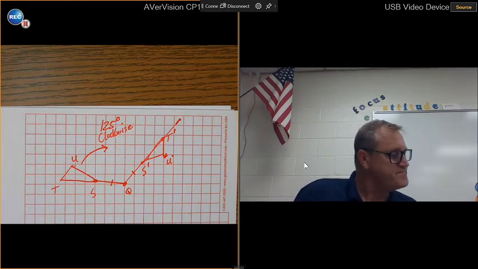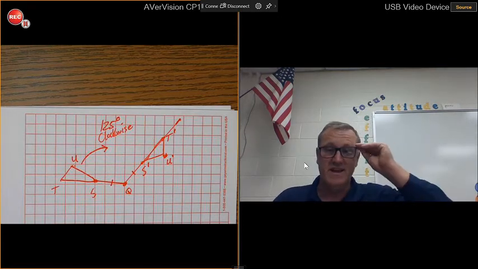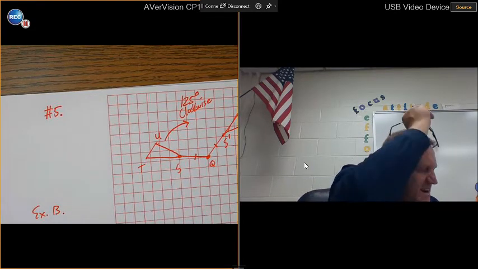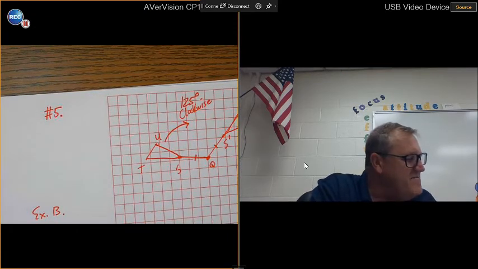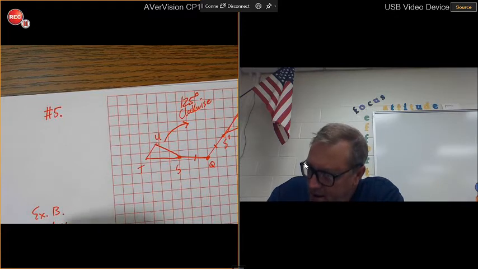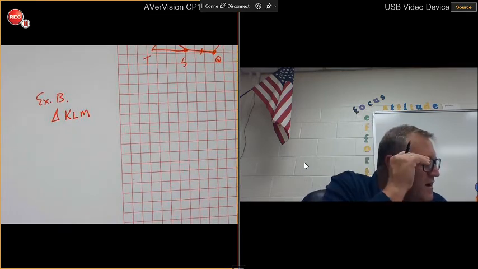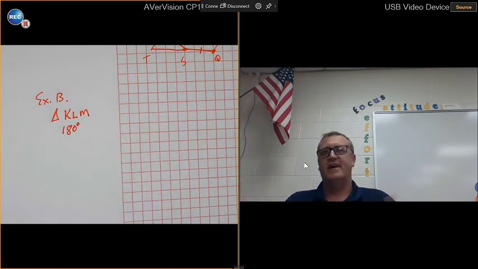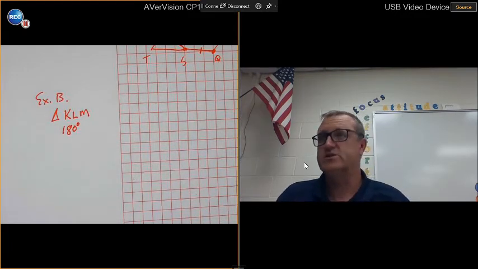Okay, let's move on. Look at example B at the top of the next page. I honestly think the one we're getting ready to talk about is even easier. Example B, top of page 91. We have triangle KLM, and we are rotating it 180 degrees. If it's 180 degrees, it doesn't matter if it's clockwise or counterclockwise, because that's the same since it's half of 360. So it does not matter how we describe that.